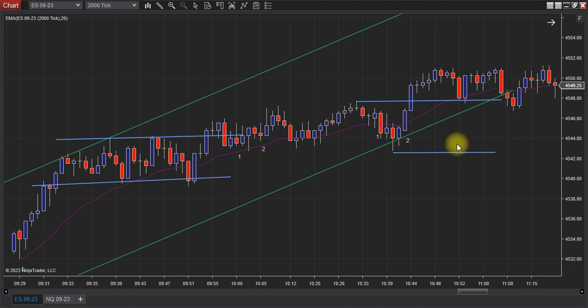Now where are we looking to take a position at? Our entry triggers when the current bar, being this bull bar right here, goes one tick above the previous bar. So if we were entering on a stop market order, we would enter here.